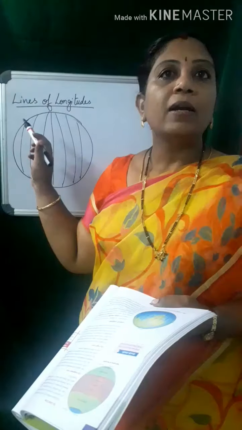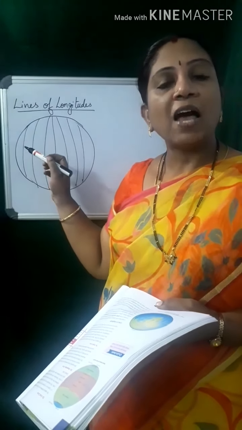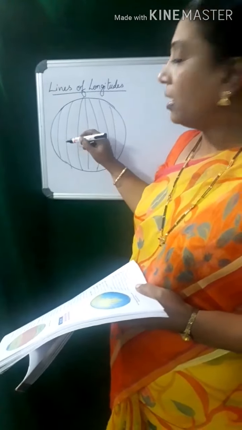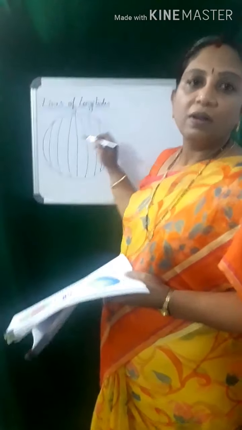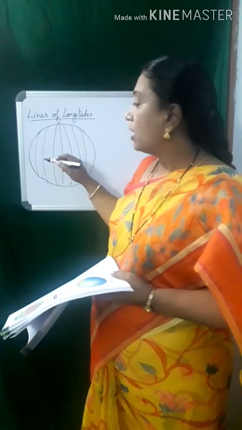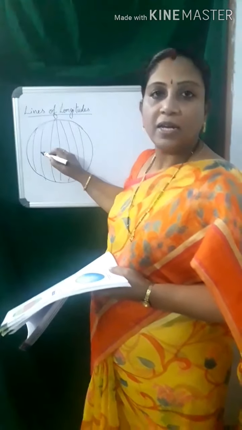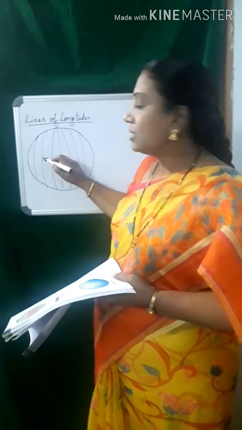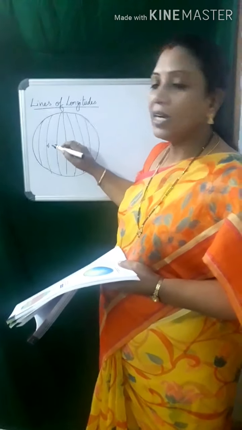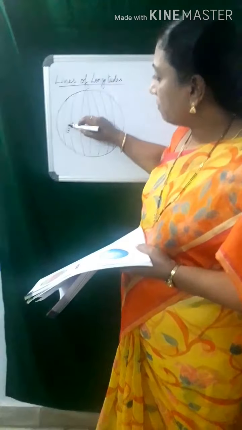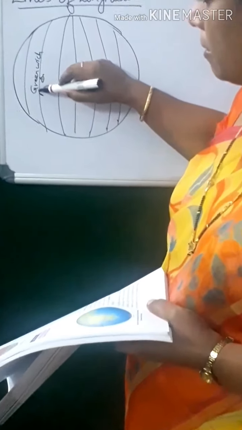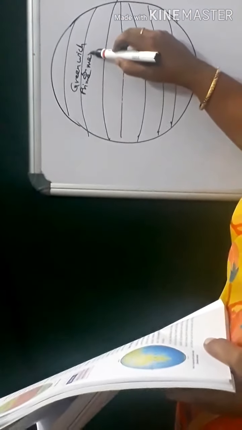These are lines of longitudes, and they have another name also, meridians. From the equator we say it is the 0 degrees latitude, but in longitudes it will be starting from the prime meridian. This is the prime meridian and this is the 0 degrees, and it is Greenwich, a place in London called Greenwich, and this is called the prime meridian.